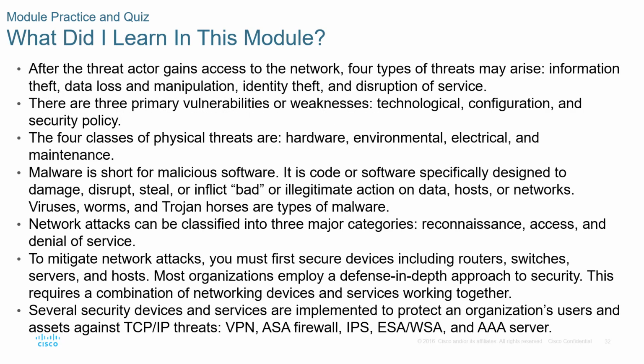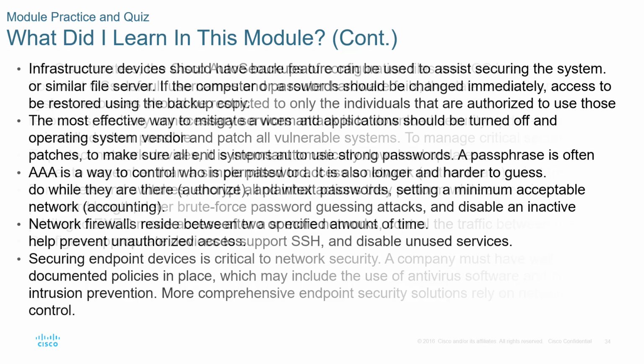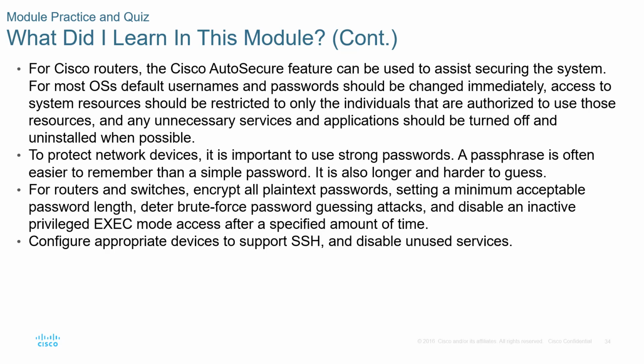So what did we learn in this course? We looked at the classifications of physical threats, malware, basic network attacks, their breakdown, reconnaissance, access, and denial of service. We looked at ways to mitigate attacks. We looked at different types of firewalls. We looked at AAA services and kind of what they do. We looked at ways to secure endpoints, some common practices for securing endpoints, and we finished it off with password protections.